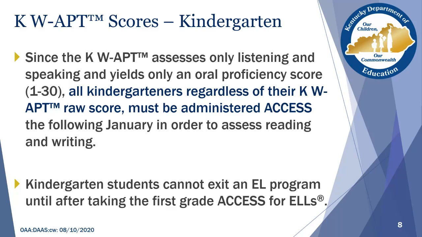For our exit criteria for ACCESS, it has to be an overall composite of 4.5 on a tier B/C, and kindergarten students do not receive any tier levels. So we feel it is appropriate that those students identified in kindergarten have that much instruction after Christmas in those content areas they're going to need to be successful in reading and writing as well. They will continue that into first grade. Once they take first grade ACCESS, if they score an overall composite of 4.5 on a tier B/C, then they can exit from an EL program. But for our kindergartners, they cannot exit until after first grade ACCESS.